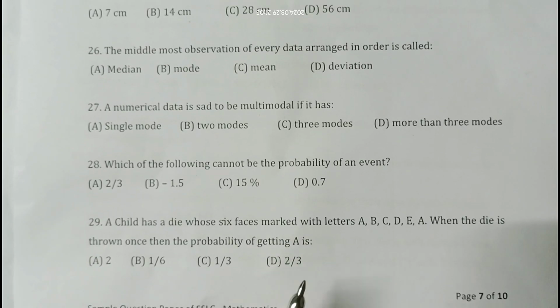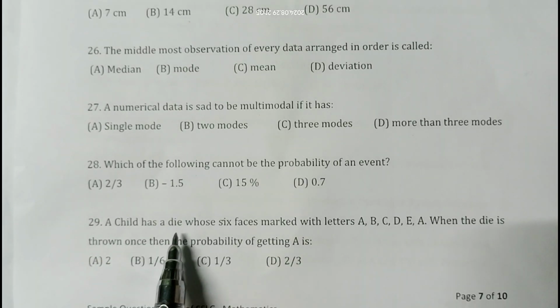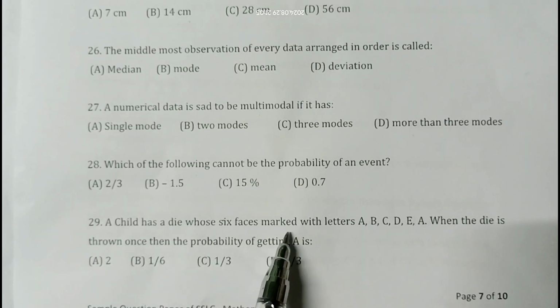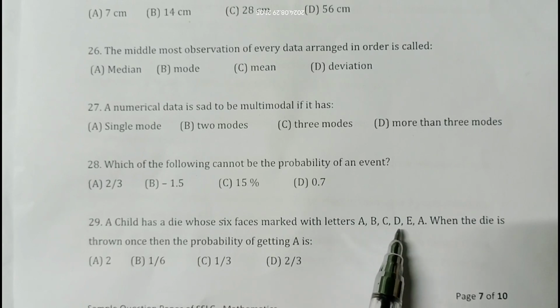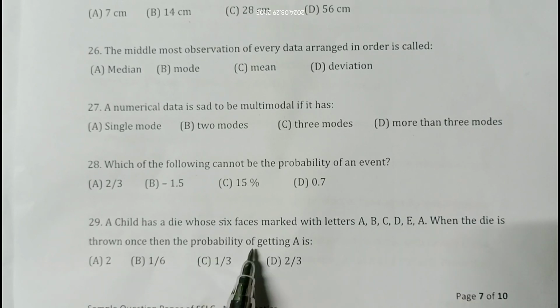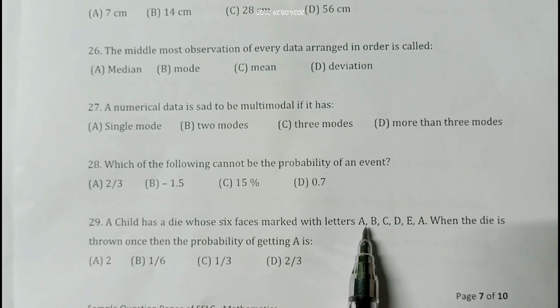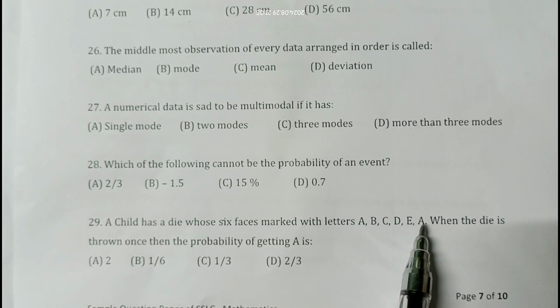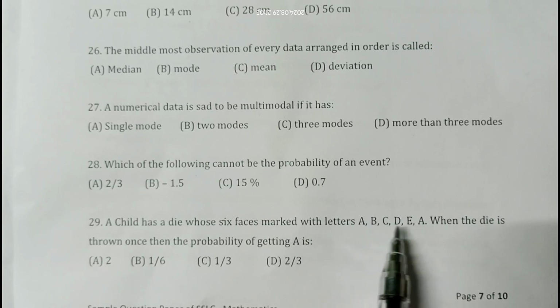Now in question number 29 it is given a child has a die whose 6 faces are marked with letters A, B, C, D, E, A. When the die is thrown once, then the probability of getting A. Here how many options are there? 1, 2, 3, 4, 5, 6. 6 options are there, out of which we want A. How many A's are there? 2. Now how to solve this?